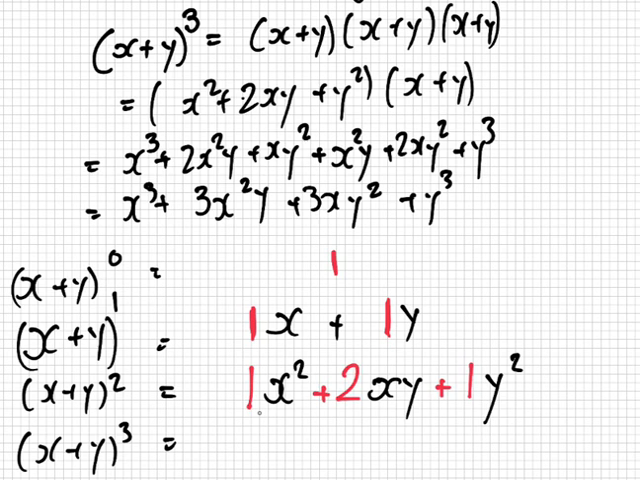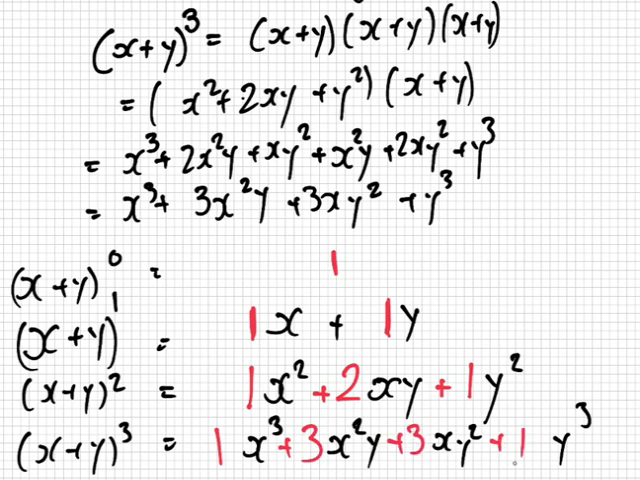And the last one, I just did it there. x cubed, x squared y, xy squared, y cubed. And we have 1 plus 3 plus 3 plus 1. So you get 1x cubed plus 3x squared y plus 3xy squared plus 1y cubed.